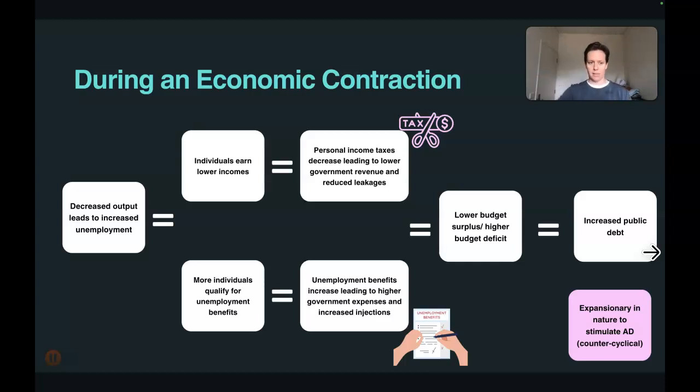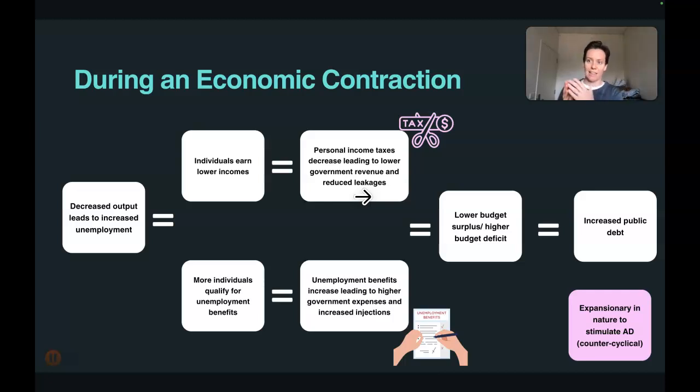This is how it operates. It starts here. Number one, there's a decrease in output. Okay, and we know that we've got a decrease in economic growth to 1.5%, and that leads to an increase in unemployment. Now, when people become unemployed, two things happen. Number one, individuals earn less income. If you earn less income, your personal income taxes are going to decrease. Okay, if you're not earning as much income, you're not paying as much tax, and that leads to lower government revenue and a decrease in leakages.